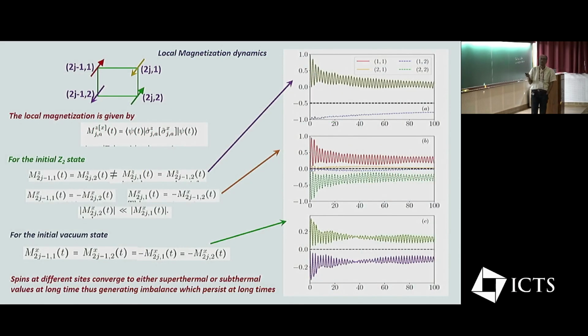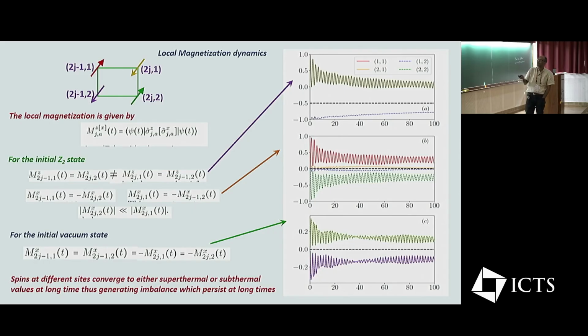But the second thing, which is really interesting, is the local magnetization dynamics. Here I take a given plaquette of this ladder, and these are the indices of the sites. This is the (2j minus 1)th site of the first leg, the 2jth site of the first leg, the 2jth site of the second leg, and the (2j minus 1)th site of the second leg. I study this local magnetization at every site for both the longitudinal and the transverse component. Here it seems that spins at different sites converge to either superthermal or subthermal values at long time, and this is the key to generating imbalance in these systems.